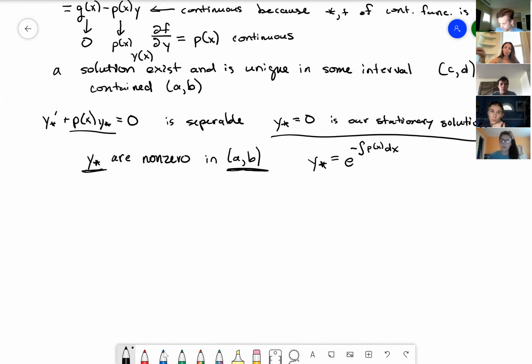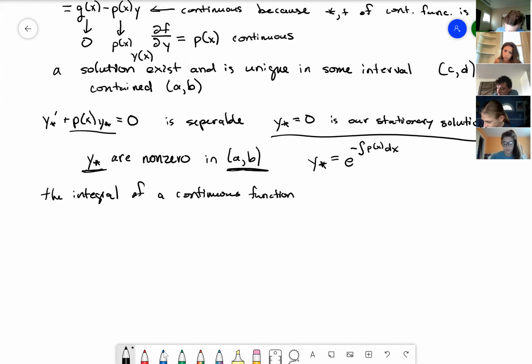Okay. What's more, we know that the integral of a continuous function is continuous. We actually have something slightly stronger than this: we know that the integral of a continuous function is differentiable, but we'll use the property that it's continuous.